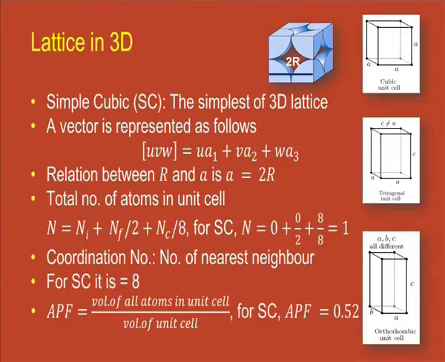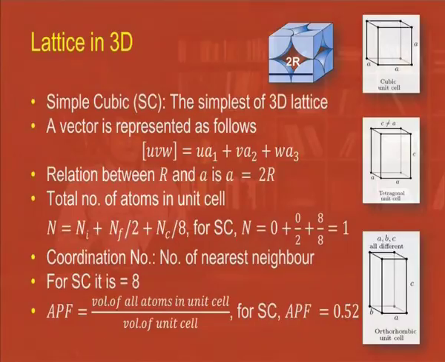Another important point to be noted is coordination number. It is the number of nearest neighbors to a given point in the unit cell, and for simple cubic this is equal to 8. Another important thing to be considered is the atomic packing fraction, which is defined as the volume of all atoms in the unit cell divided by the volume of the unit cell, and for simple cubic it is equal to 0.52.